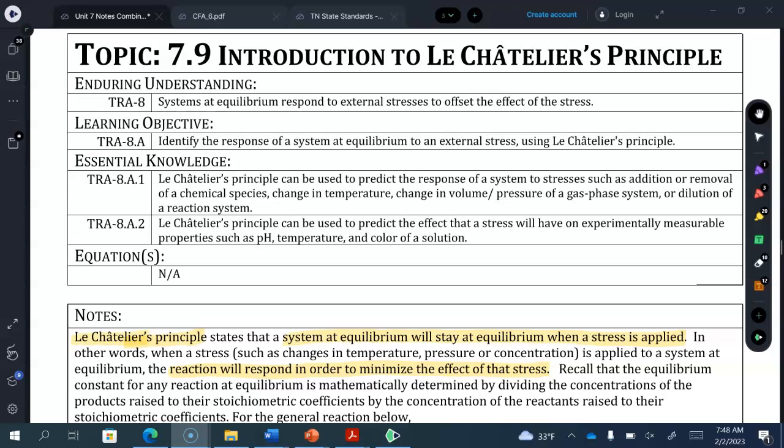Hello everyone, welcome to topic 7.9 notes, Introduction to Le Chatelier's Principle. By the end of this, you should be able to identify the response of a system at equilibrium to an external stress using Le Chatelier's principle.